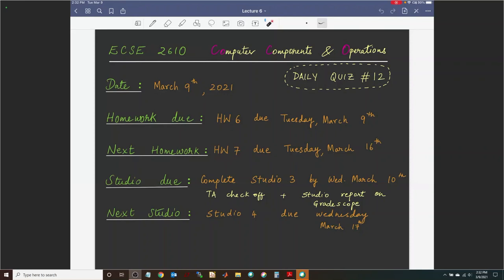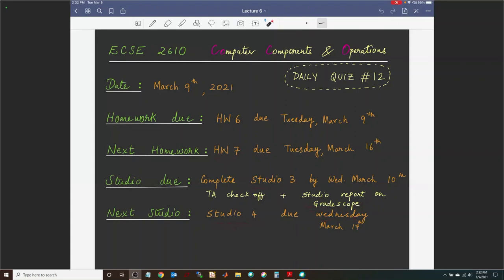In terms of studio, your studio 3 is due tomorrow. So make sure that you get checked off as well as submit a report on Gradescope. The next studio, studio 4, has been posted. I have seen some of you have already started working on it. It is due next Wednesday, so March 17th.